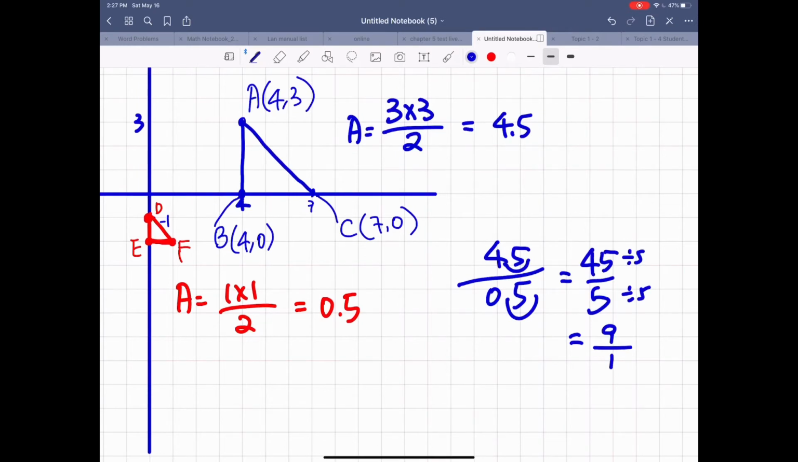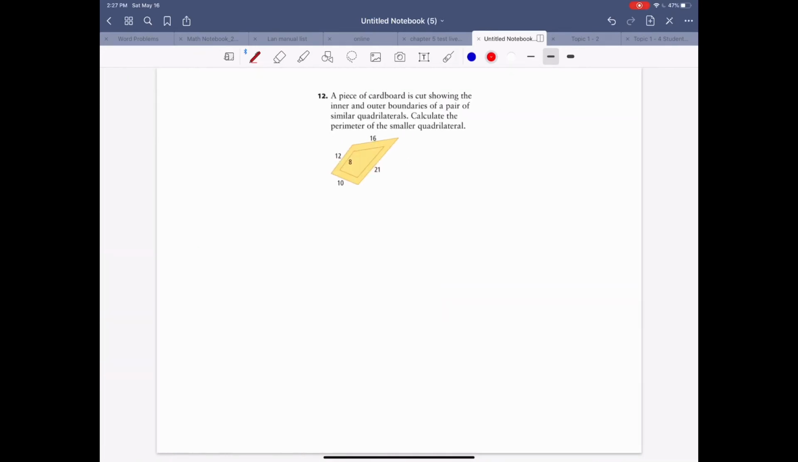If they ask you what's the ratio of triangle DEF to ABC, so the reverse of it, it's 1 over 9, because it's the small over big. It's just the order they are asking you, basically. Okay, next.